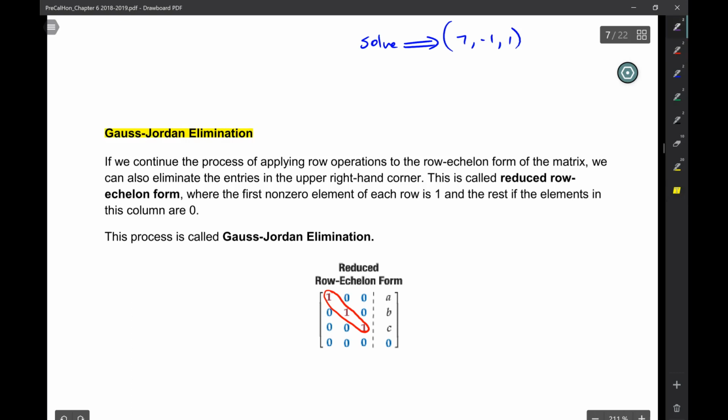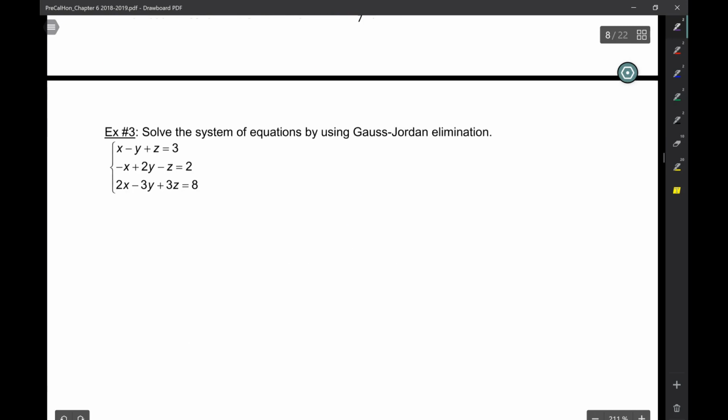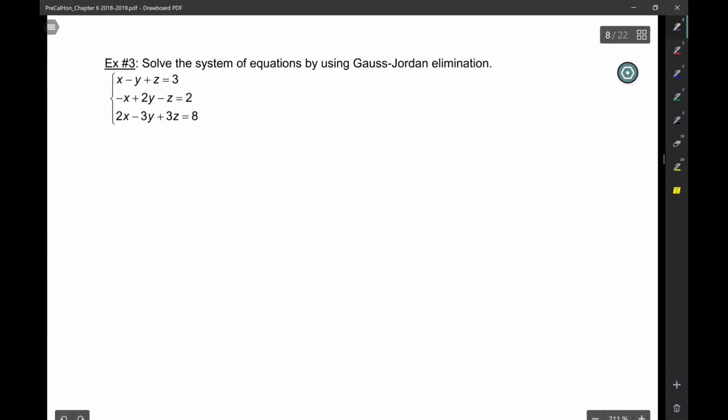Okay? Now, does this work for systems of equations? Yes. Does it work for matrices? Yes. Okay? For both equations and matrices. All right, so this is Gauss-Jordan elimination now. You just go further. Okay, so let's solve this by Gauss-Jordan elimination. And we're going to do it using matrices.